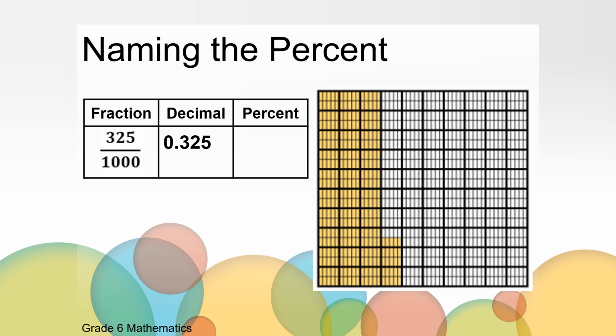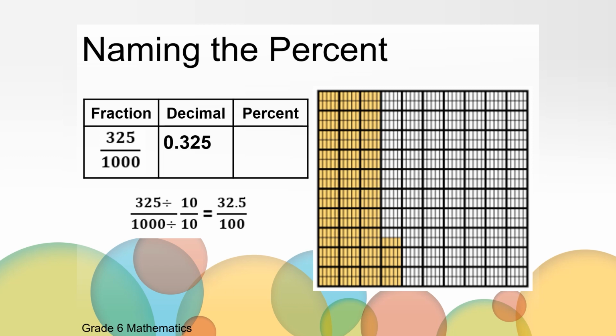Let's think about why this works. I'm dividing the numerator and denominator by the same number. I know that 10 tenths is the same as 1 whole. And when I divide any number by 1 whole, the value doesn't change. For example, if I did 7 divided by 1, the answer would still be 7. So when I divide 325 thousandths by 10 tenths or 1 whole, I've created an equivalent fraction. The value has not changed. So now I see that 32.5 over 100 would be the same as 32.5%.